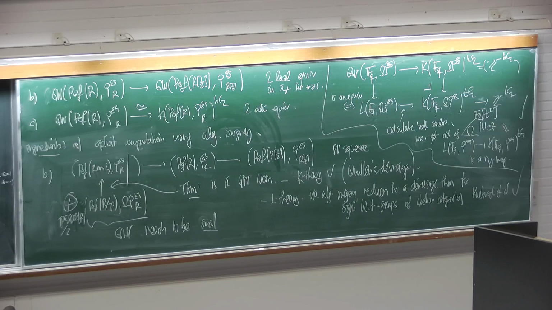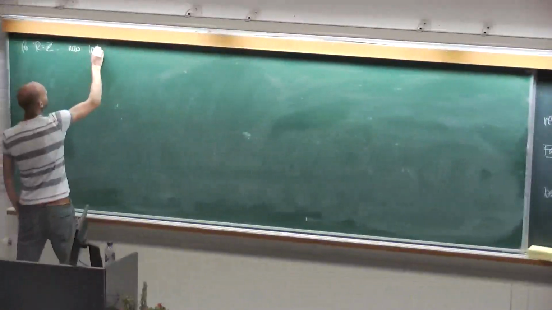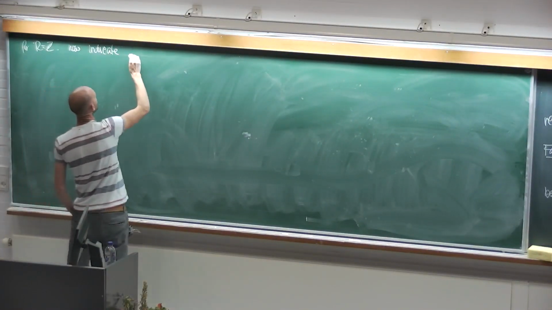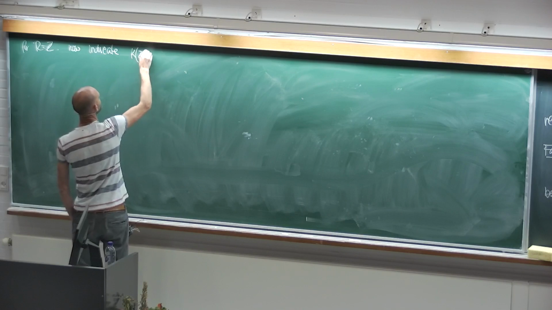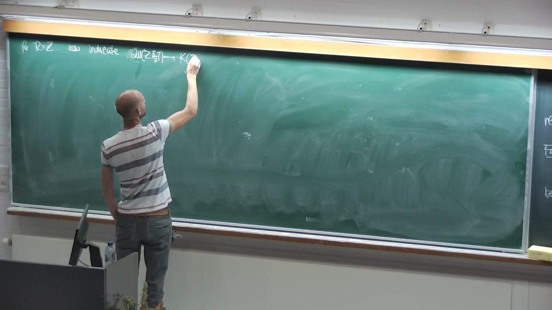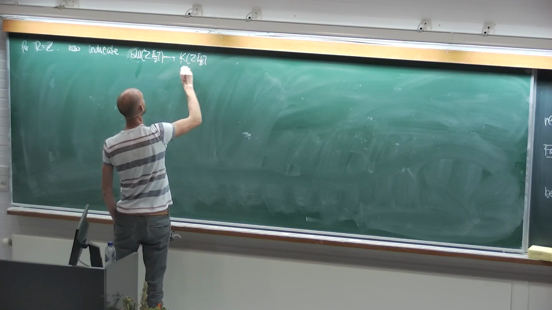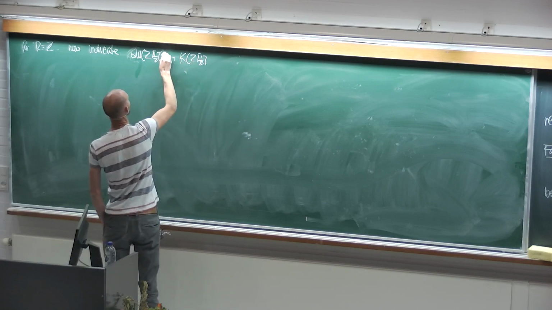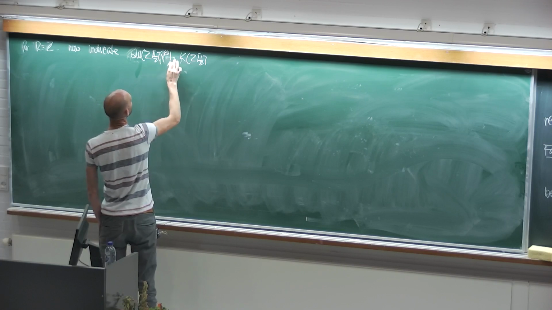So for R equals Z, now we'll indicate that K of Z, oh wait, I should say GW of Z adjoin 1 over 2 to K of Z adjoin 1 over 2. Maybe I should put the epsilon-symmetric guy in here.